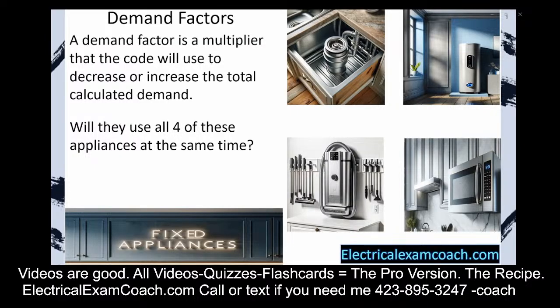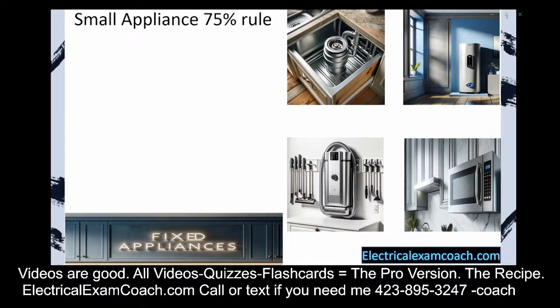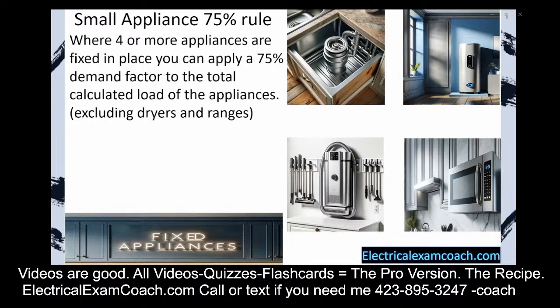Instead of just counting them watt for watt, they've made some multipliers that allow us to reduce the demand that we calculate. And remember, if we have less amps, we could have a smaller service. If we have smaller service, we could have smaller pipe, smaller wire, and a smaller overall cost of the job. The small appliance 75% rule works like this. Where four or more appliances are fixed in place, you can apply a 75% demand factor to the total calculated load of the appliances. I do want to note again that this excludes dryers and ranges. We're going to learn how to calculate those separately later in the program.